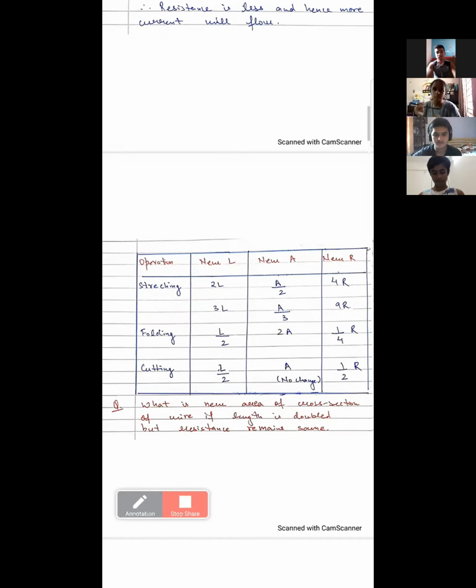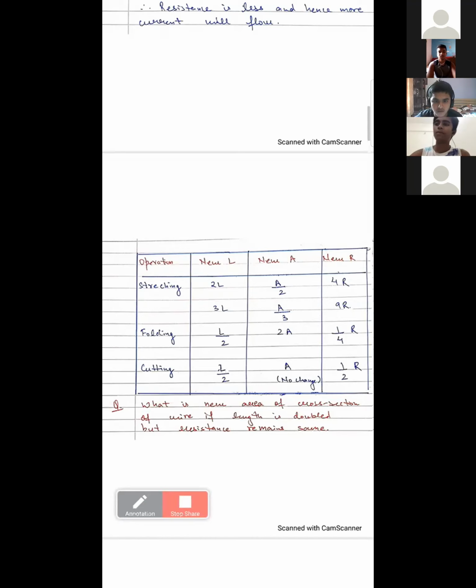Now, first operation is stretching. If I'm stretching a wire and doubling its length, I'm making it 2L, so area of cross section will become half, A by 2. This will be rho 2L by A by 2. So 2 will come in the numerator, and the new resistance will become 4R: 2 into 2 becomes 4R. So resistance will be 4 times the previous resistance. Similarly, if I triple the length by stretching, the new resistance will be 9R, since 3 into 3 is 9.